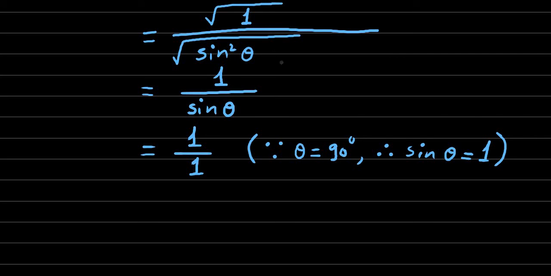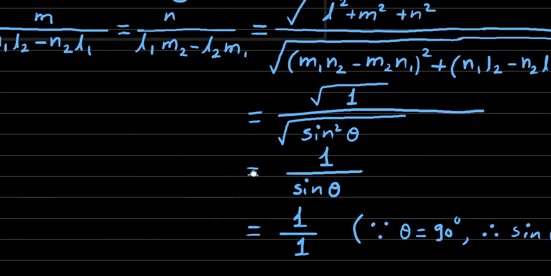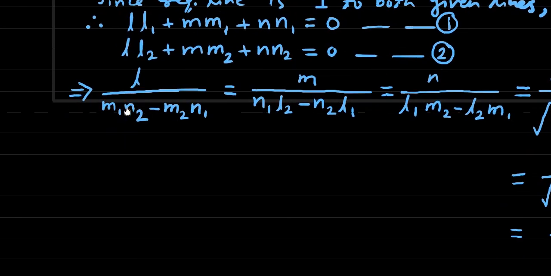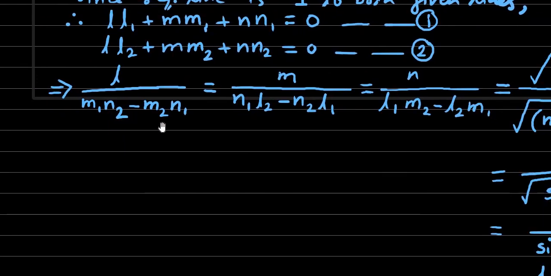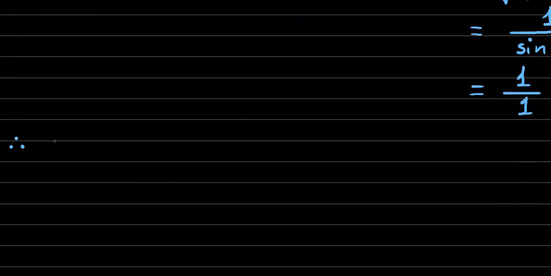Therefore, what we have obtained is L upon M1 N2 minus M2 N1 equal to M upon N1 L2 minus N2 L1 equal to N upon L1 M2 minus L2 M1, and this is equal to 1. Therefore we have L upon M1 N2 minus M2 N1.